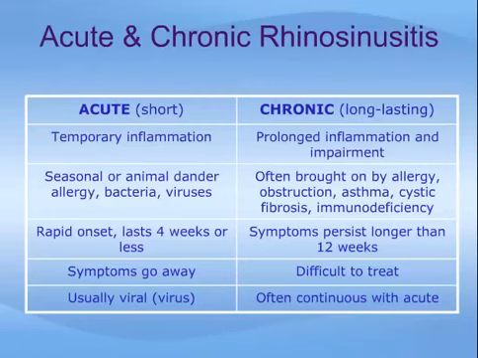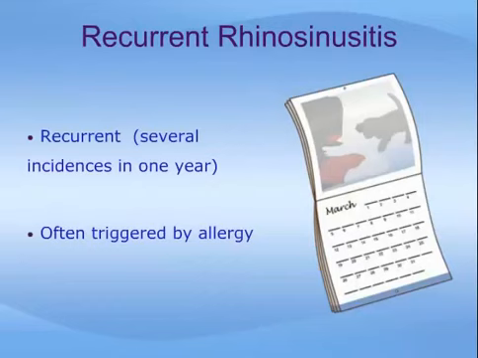The division of rhinosinusitis into acute and chronic types is a bit of an artificial classification created by physicians. Untreated acute rhinosinusitis may actually become chronic rhinosinusitis. They are often a continuous disease. Recurrent rhinosinusitis occurs as several separate incidences in 1 year, often triggered by seasonal allergy and allergy to animal hair, dust, mites, and mold.